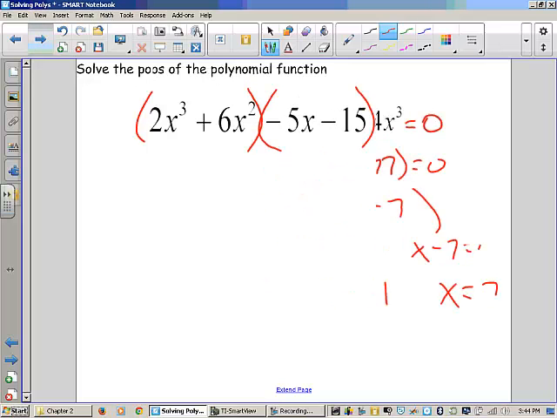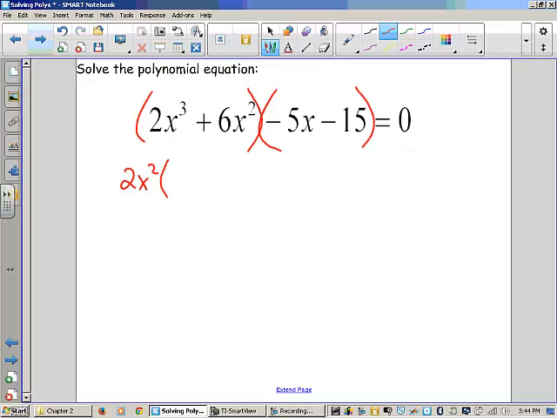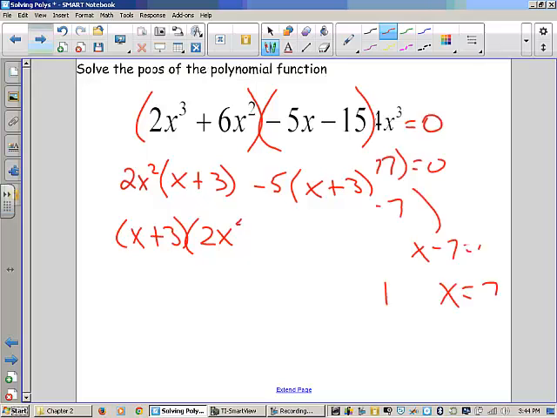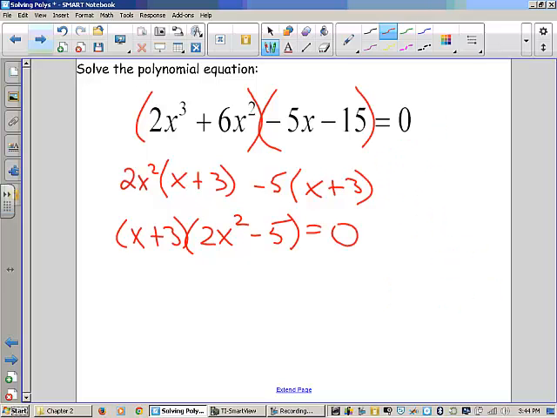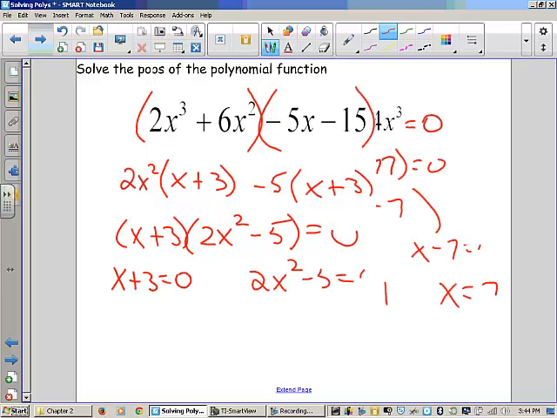So if I group the first two terms and the last two terms, and I factor them out, in the first two terms, they have a 2x squared in common. So then that leaves me with an x plus 3. In the next two terms, they have a minus 5 in common, so that leaves me with an x plus 3. So now they both have x plus 3 in common, so we can factor out the x plus 3, which leaves us with 2x squared minus 5, and that equals 0. So we get x plus 3 equals 0, and we get 2x squared minus 5 equals 0.